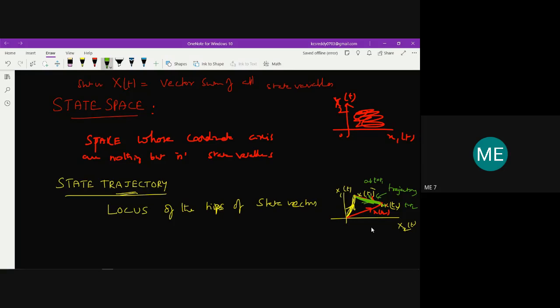So it is a locus of the tips of the vectors. See, this is the tip of the vector x of t1. At time t is equal to t1, we have the state vector. At time t is equal to t2, we have the state vector x of t2. So this one and this one are called the tips of vectors x of t1 and x of t2. So joining these two tips is called the locus of the tips of the state vectors, which is nothing but the trajectory. So this is how we can define all this with the variables x1 and x2.